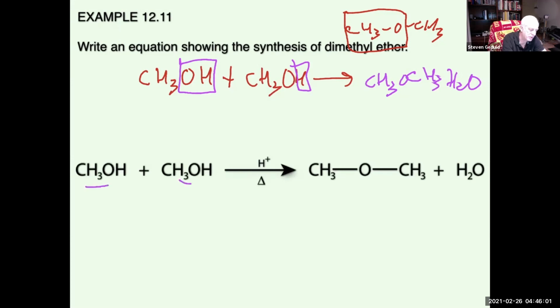Two alcohols. And remember, we're going to take an OH from one and an H from the other to give you water. So now you've got CH3O and you've got CH3. So that just combines there. And you get dimethyl ether or methoxymethane and water.